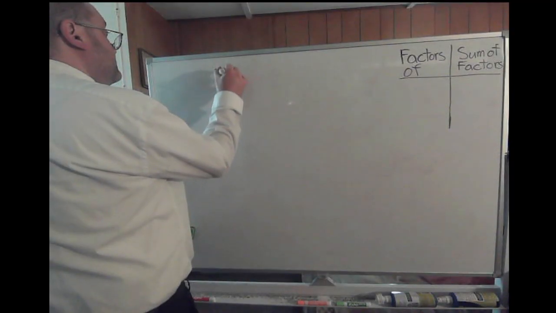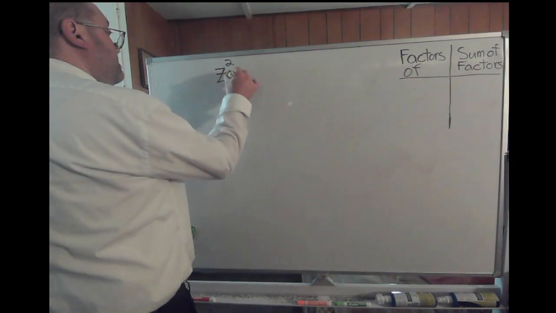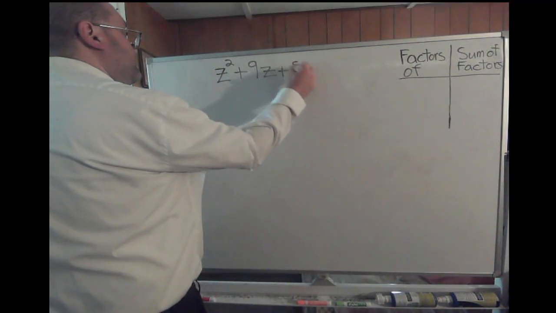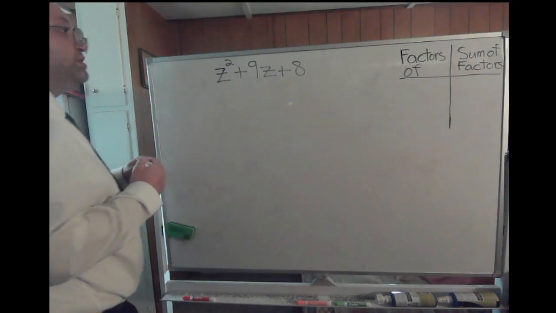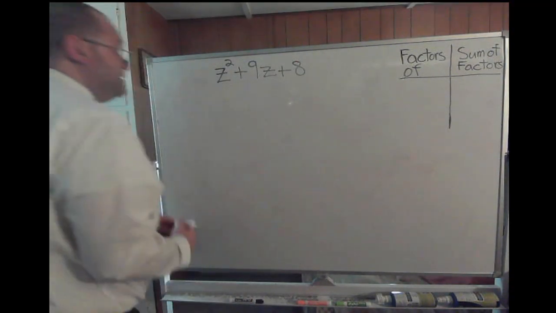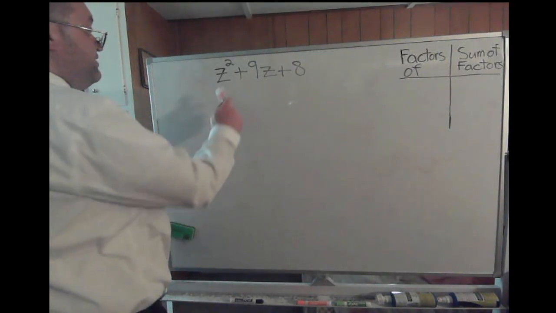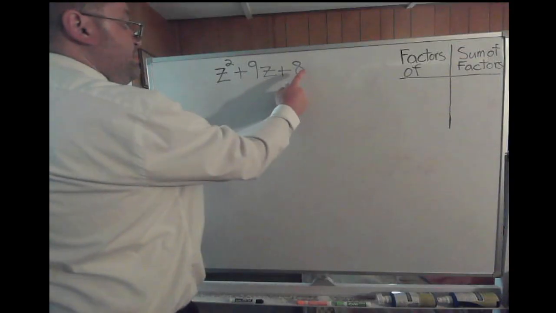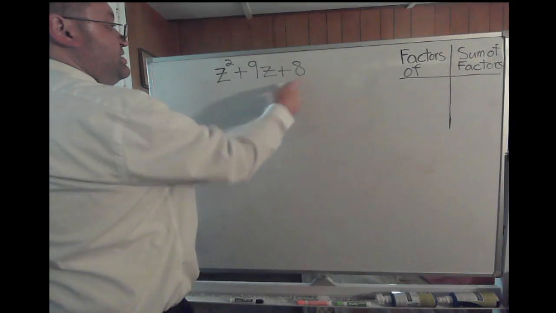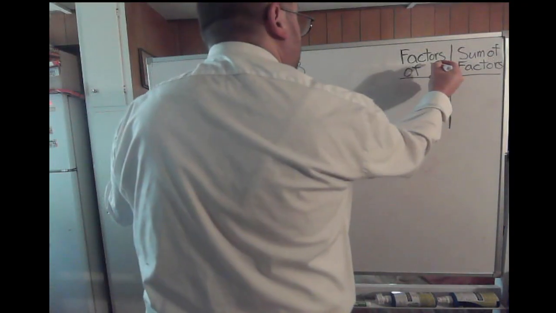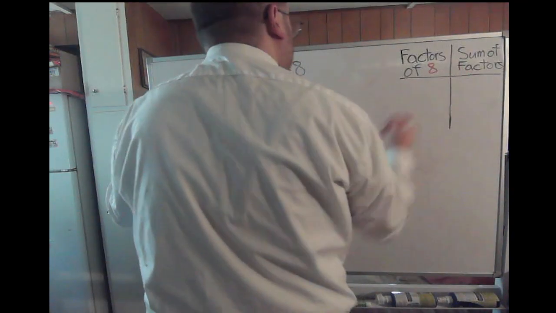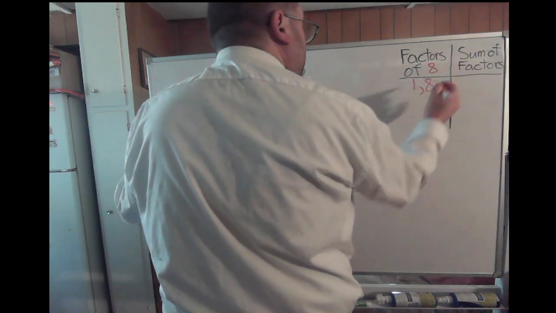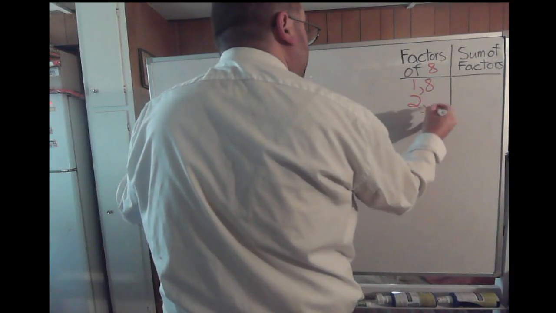Alright, we got z² + 9z + 8. Since you have a 1 coefficient on your z² term, your life's easier. All you have to worry about is the constant term of 8. So let's find factors of 8. Factors of 8, well, we got 1 and 8. And then we have 2 and 4.